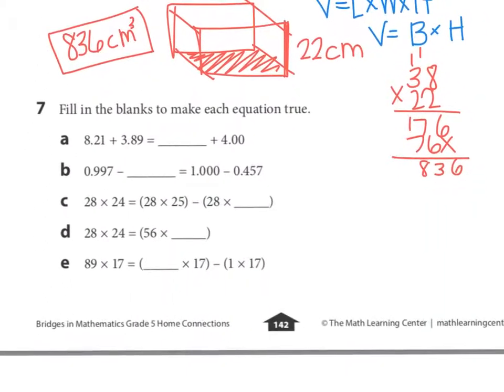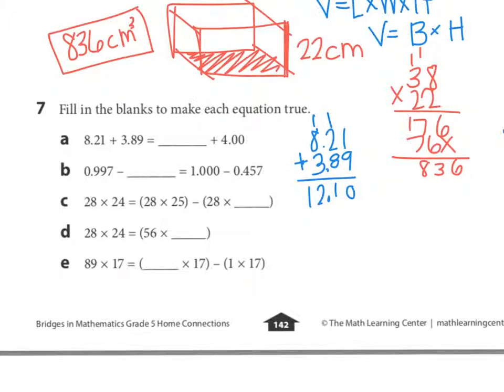And number 7, fill in the blanks to make each equation true. So I'm looking here at 8 and 21/100 plus 3 and 89/100 equals something plus 4 wholes. So first I need to solve this. What does this equal on this side? So to do that, I'm going to write it out on the side to solve 8 and 21/100 plus 3 and 89/100. And I'm simply adding 10, 11, 8, 9, 10, 11, 12. So it's 12 and 10/100.